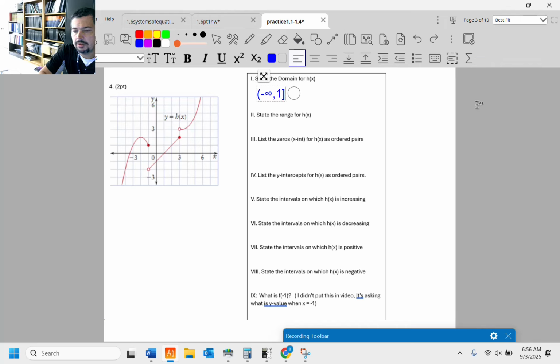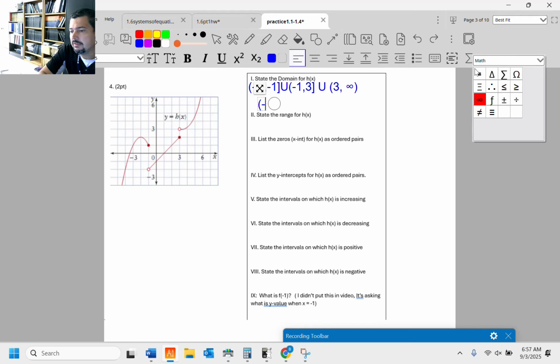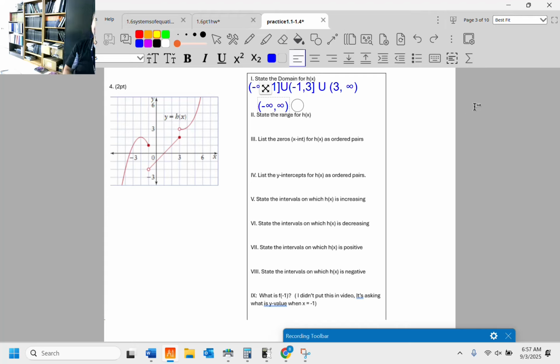Now, there's nothing really wrong with that, but there's a lot of extra stuff here because you had a bracket on the 1, which means that x could be 1, and you had a bracket on the 3. The truth is, on this one, you could have just said negative infinity to infinity, and it would have been fine, because everything is accounted for. While the function is not continuous, every value of x is permitted or defined in that function. State the range.